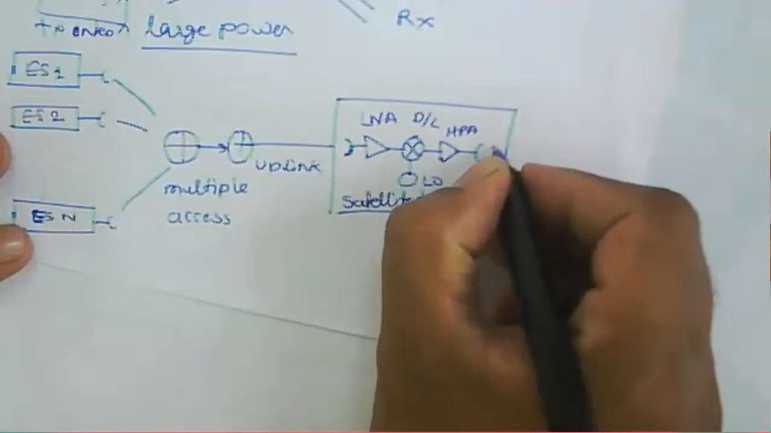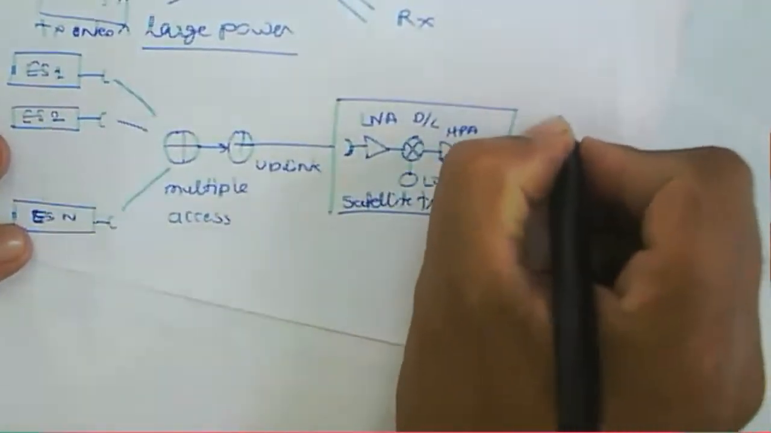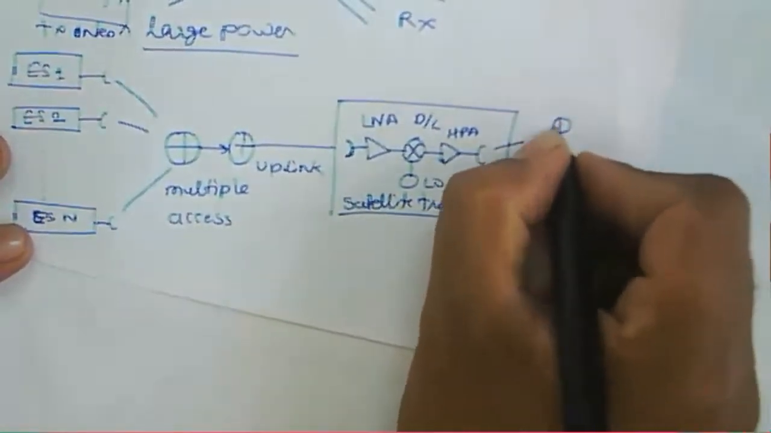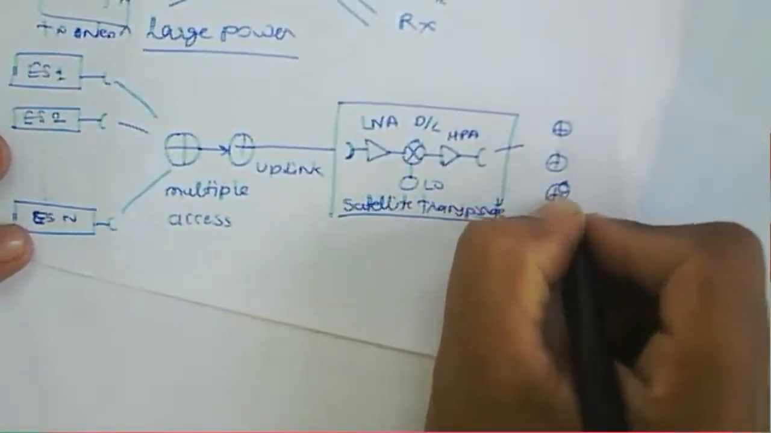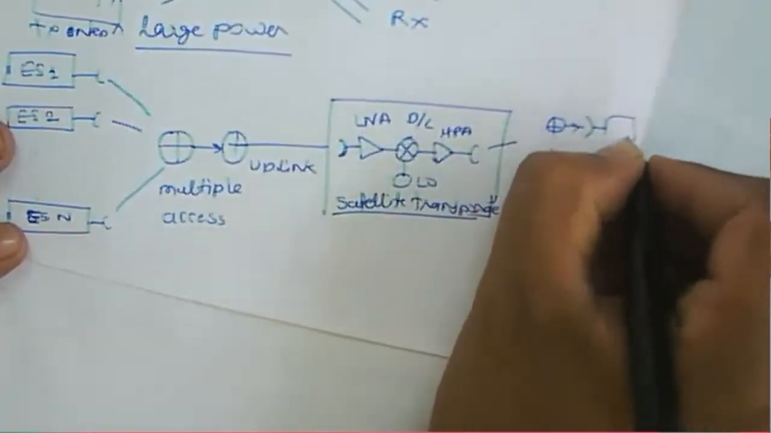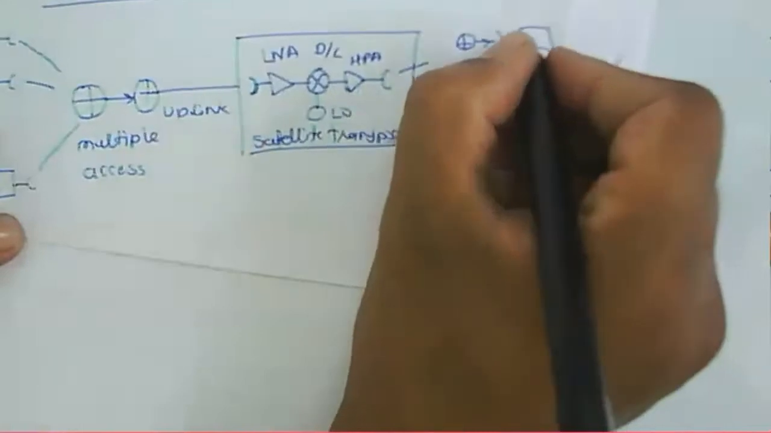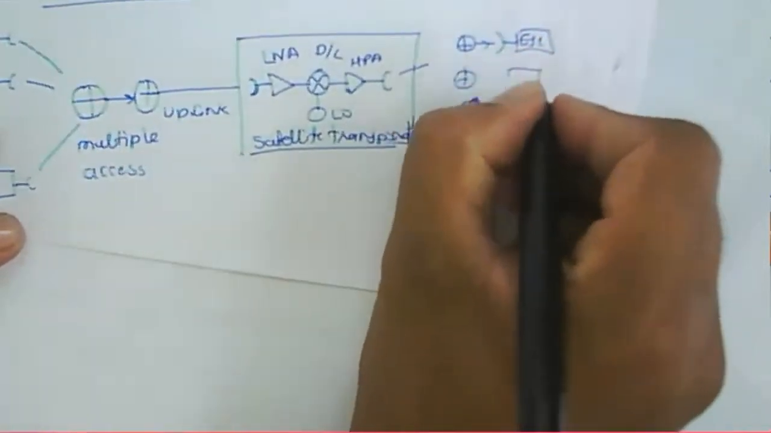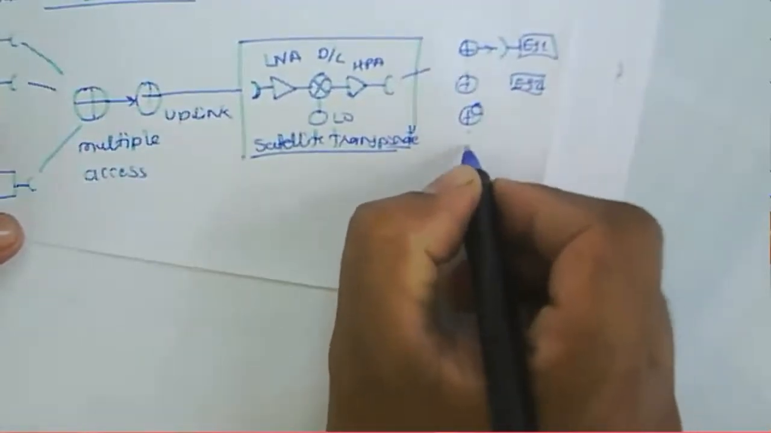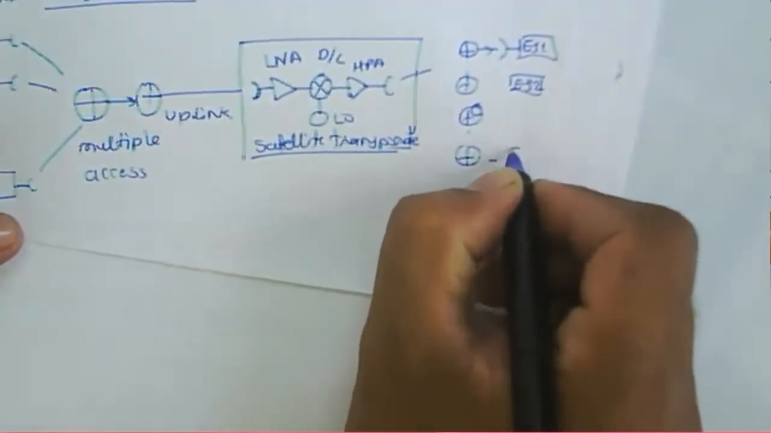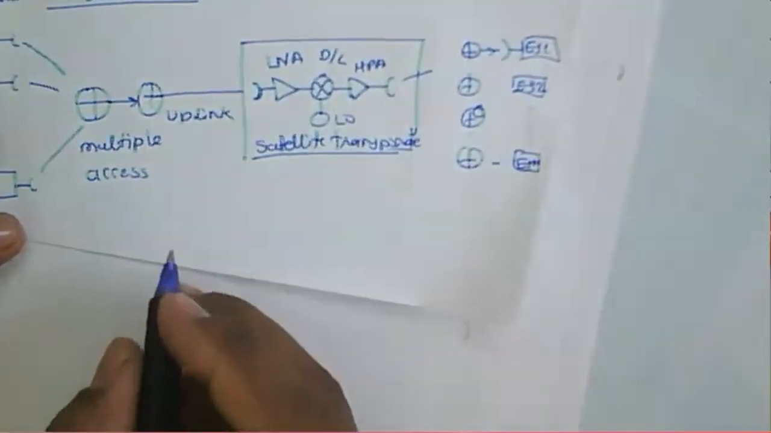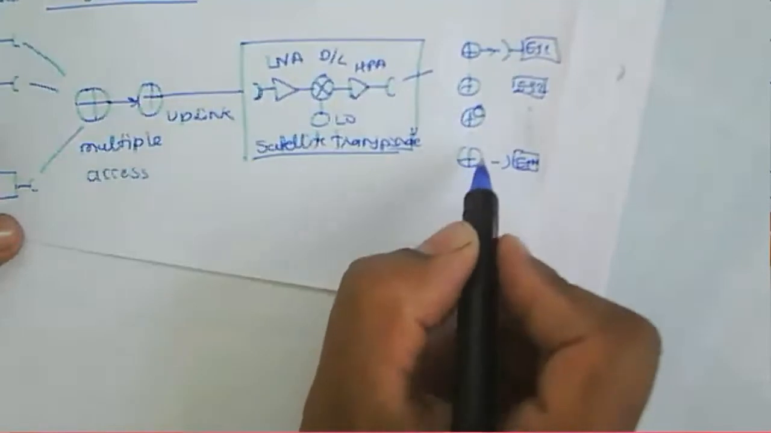Then again that signal will reach whichever downlink mechanism, and then it will be transmitted to earth station 1, earth station 2, then we have earth station n. So multiple earth stations, so your signal will be reached.